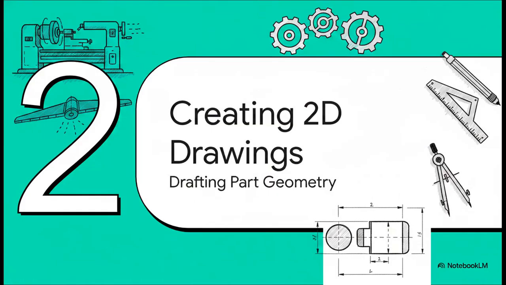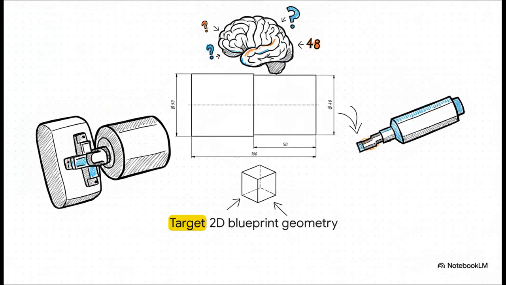Okay, moving right along to part 2, creating 2D drawings. Let's take a good look at our target blueprint. As you can see, we're working with a stepped shaft. Our total overall length is 100 millimeters. Now, the largest diameter is 50 millimeters, and then it steps down to a 48 millimeter diameter, holding that for a length of 50 millimeters. I want you to lock these three numbers into your brain, students: 100, 50, and 48. These are the exact dimensions we're going to be feeding into the software in just a second.